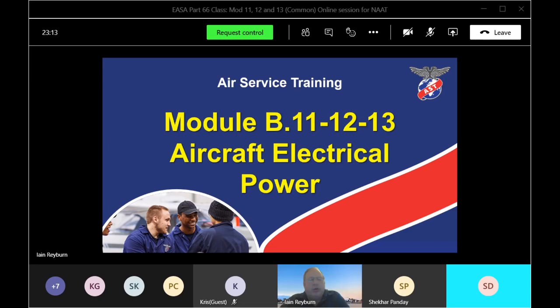Normal output, Chris, is 28 volts. Agreed with that? Yeah. And that's going to connect to a bus bar, and that's also going to have 28 volts if I have another TRU on it. Agreed? Or it could be the battery bus bar, doesn't matter.